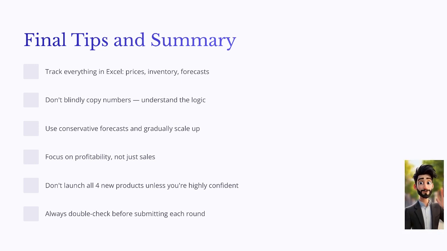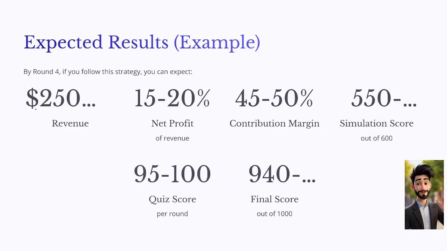Expected results. Example, by round 4, if you follow this strategy, you can expect revenue $250 million to $300 million, net profit 15 to 20% of revenue, contribution margin 45 to 50%, simulation score 550 to 600 out of 600, quiz score 95 to 100 per round, final score 940 to 999 out of 1000.